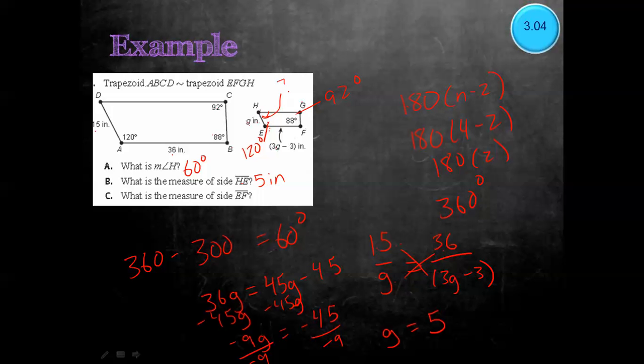Now side EF is 3G minus 3. So since I already found that G equals 5, I can take that 5 and plug it in. I'm going to go up here. 3 times 5 minus 3. 3 times 5 is 15, and then 15 minus 3 is 12. So this side EF would be 12 inches.